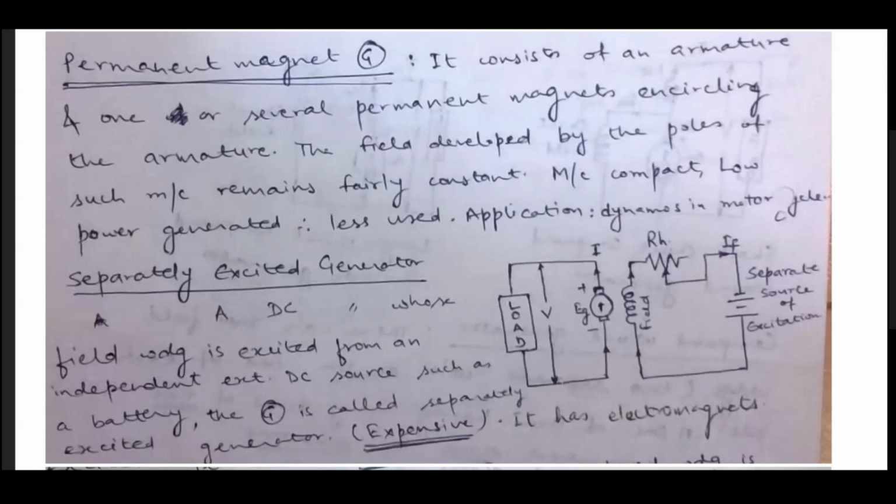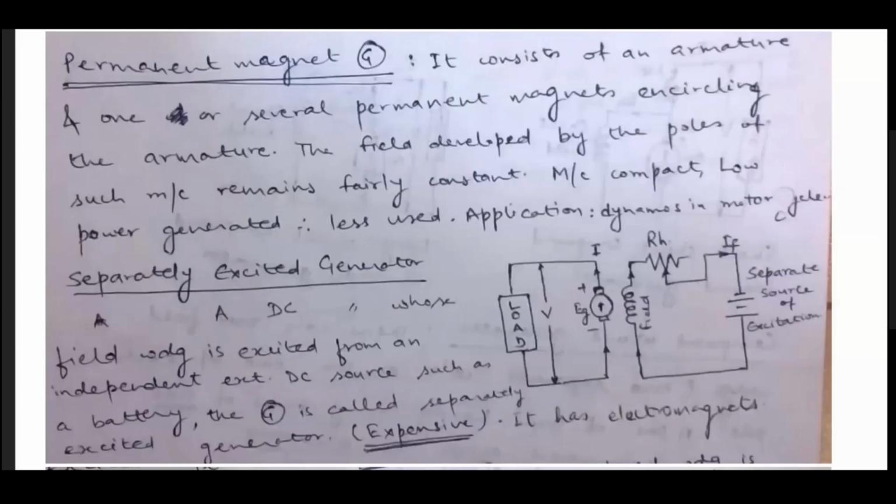Okay. An example of this permanent magnet generator is the dynamo used in a motorcycle, or you can say dynamos in the cycle as well.